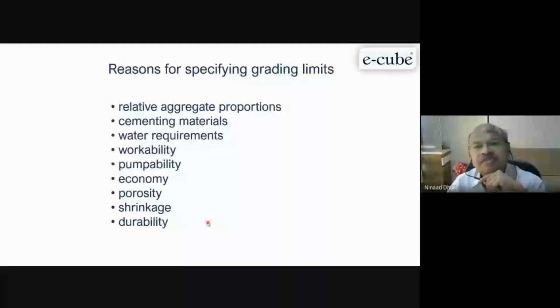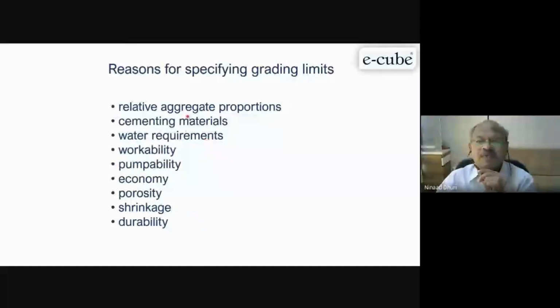Now, why are we specifying the grading limits? Grading is the particle size distribution of the materials. 20 mm means we don't have only 20, we have 20, 12.5, 10 mm, then 4.75, 2.36. So various small fractions are available in the particular grade of a particular size of material. So IS has given certain grading limits, and we have to maintain those grading limits for a better concrete.